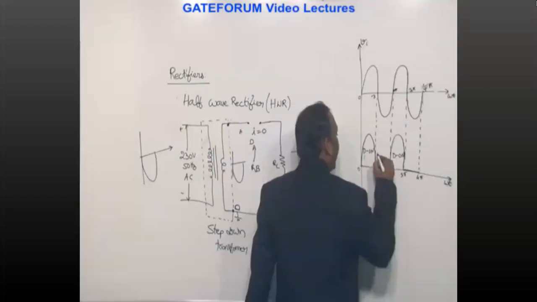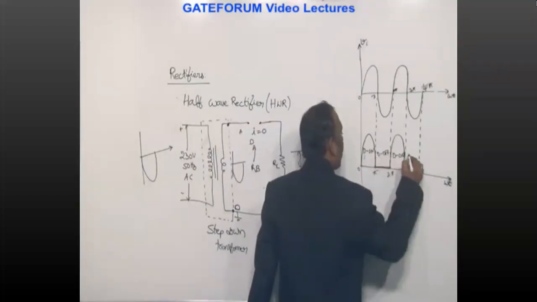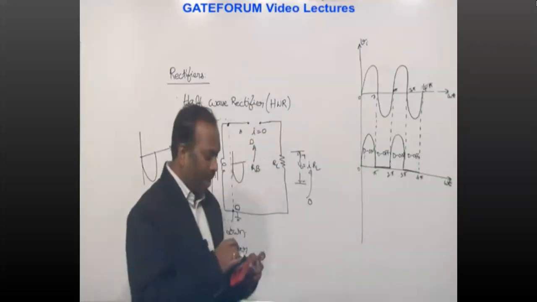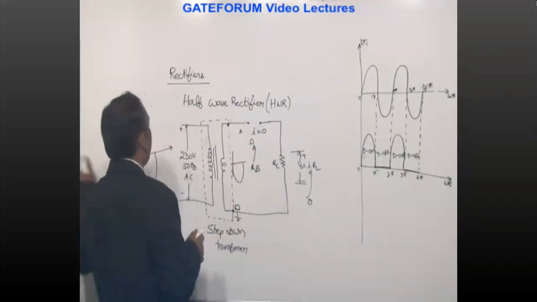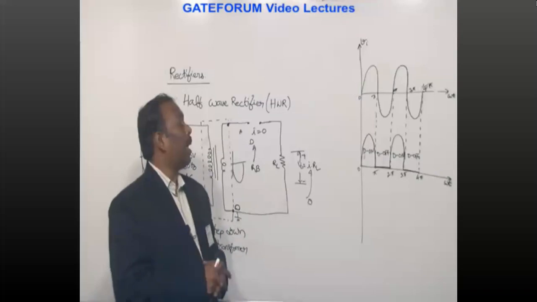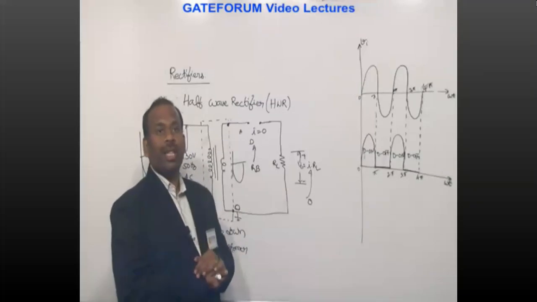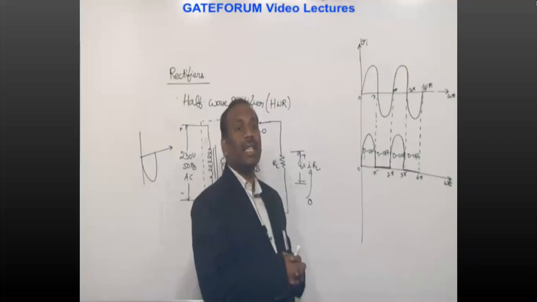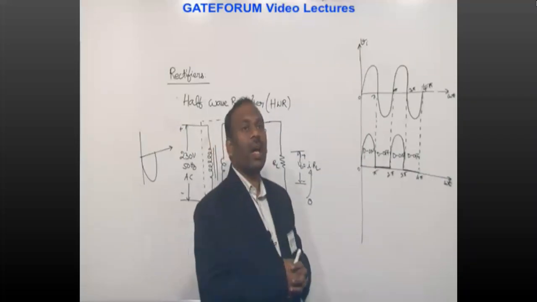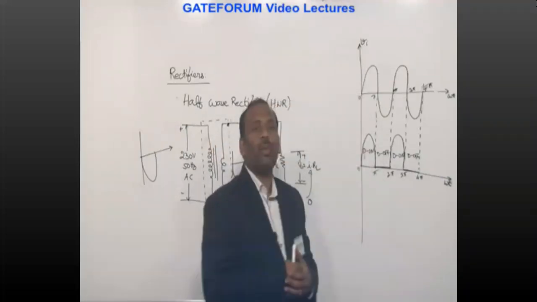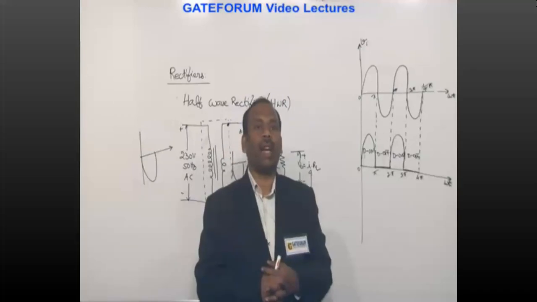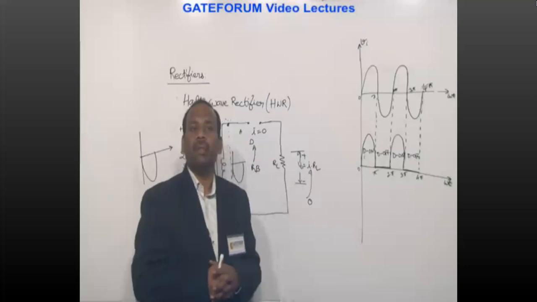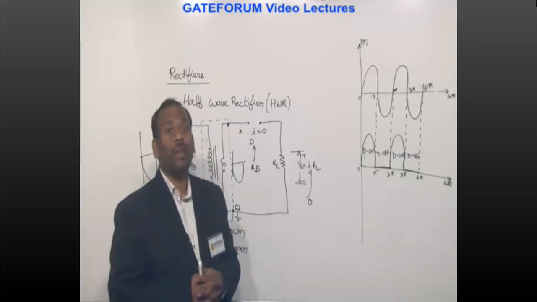Here the diode D is off. Clear now? Why is it called a half wave rectifier? Only the positive half cycle is rectified. That's why it is called so: only one half cycle is rectified out of the full cycle, therefore it is called a half wave rectifier. Clear? Only one half cycle is rectified, therefore it is called a half wave rectifier.